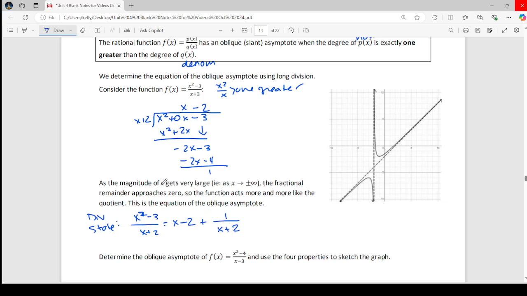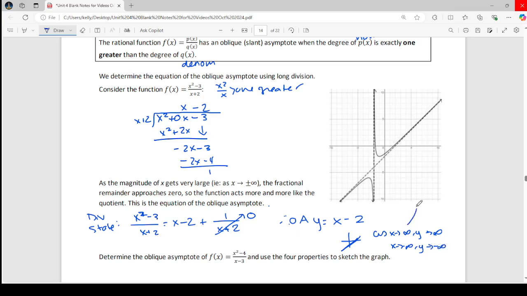So now think as x is getting really large, so that's approaching plus or minus infinity, this fractional part approaches 0. So the function acts more and more like the quotient, which is x minus 2. That becomes the equation of the oblique asymptote. So our oblique asymptote is y equals x minus 2. So note that x minus 2 is a line with positive slope going like this. Its end behaviors are as x approaches infinity, so does y.